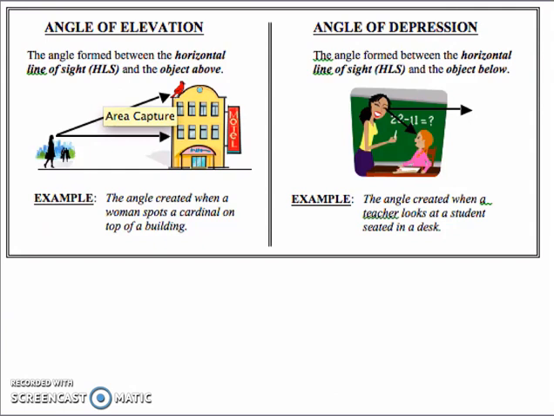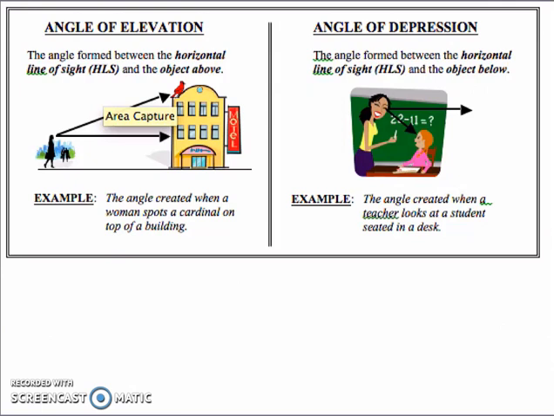Before we begin, there's two things that you need to understand: what it means when the problem says angle of elevation, or what it means when a problem says angle of depression. An angle of elevation is the angle formed between the horizontal line of sight and an object above. So if you are looking straight ahead, and then you look up, you're creating an angle there between straight ahead and looking up. For example, the angle created when a woman spots a cardinal sitting on the top of a building.